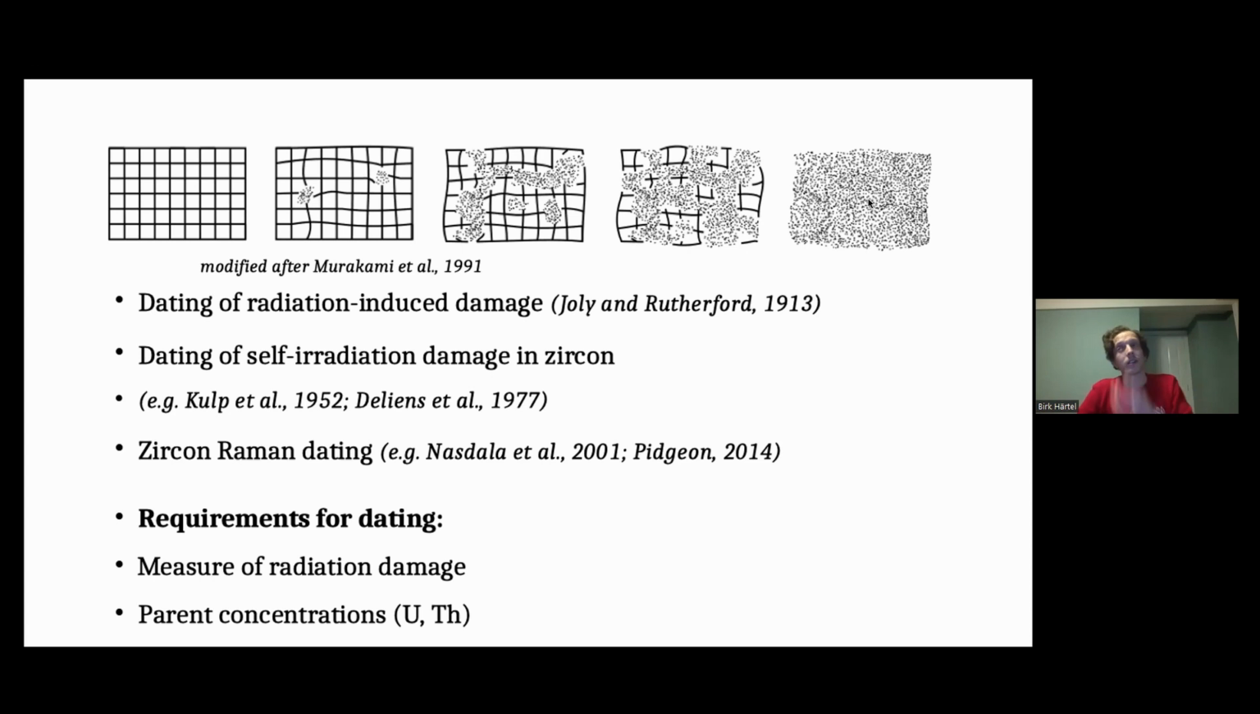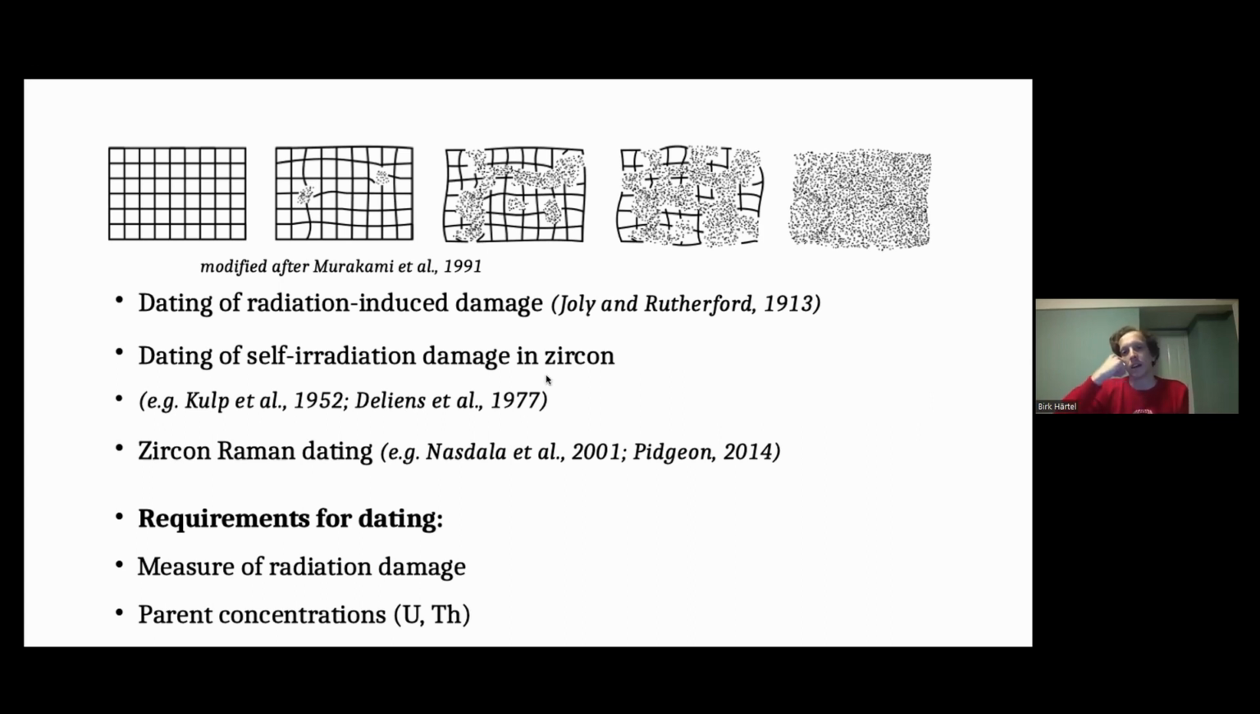So as we can see, it's a process that happens over time. And as we know how fast the decay of the uranium and thorium isotopes happens, we know pretty well the rate at which this process happens. This has called forth the idea of using this mechanism of radiation damage for dating. This idea is not new. The idea of dating damage induced by radiation is over 100 years old, and was later applied more specifically to zircon.